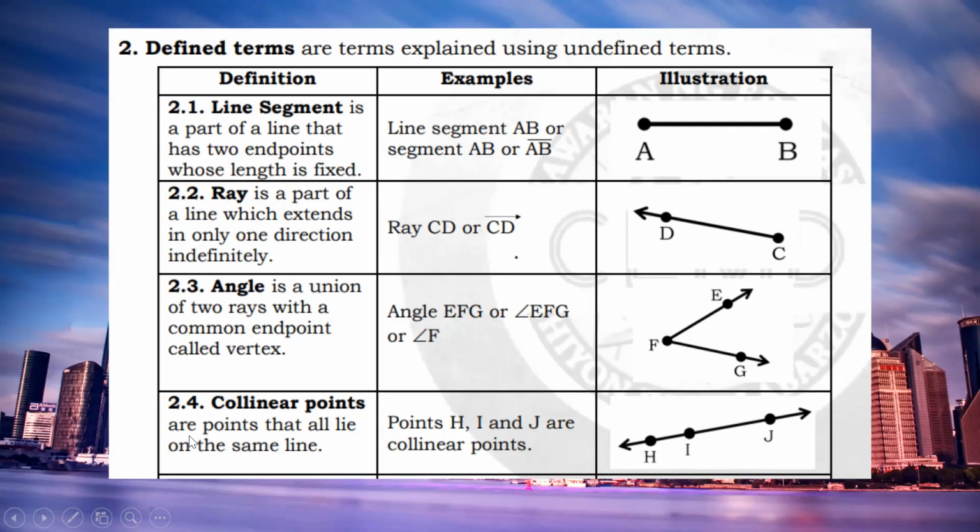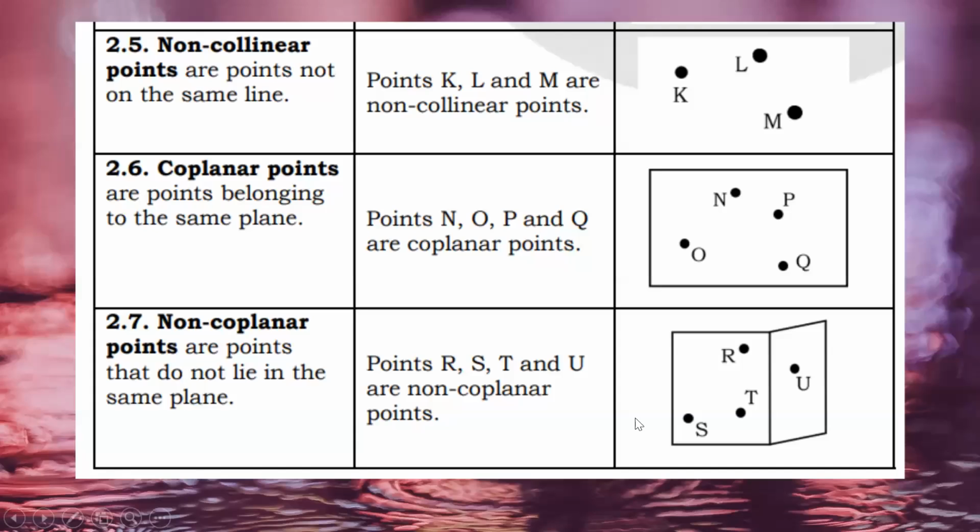Collinear points. Collinear points are points that all lie on the same line, just like this one. So points H, I, and J are collinear points because they are all on the same line. Okay, that's why they are called collinear. Next, non-collinear are points not on the same line, just like this one. So we have points K, L, and M. They are non-collinear points.